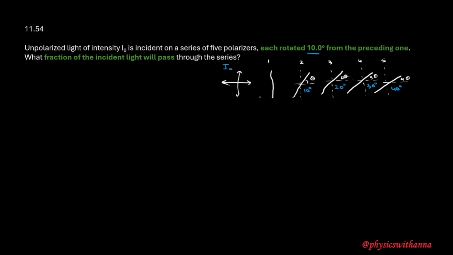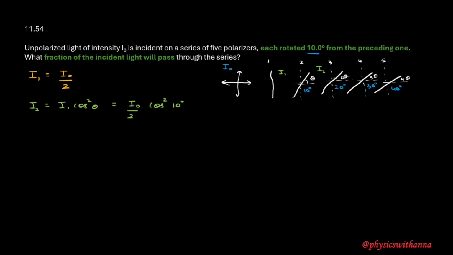So we start with polarizer 1. Since polarizer 1 is vertically aligned, it only allows vertical vibrations and blocks all of the horizontal ones. So the intensity of light coming out of polarizer 1, which is I1, will be half of the original intensity. Then we find the intensity coming out of polarizer 2. I1 is incident on 2, so we find I2 using Malus's law, which will be I1 cosine squared theta. So we can find this as I naught by 2 cosine squared 10 degrees.